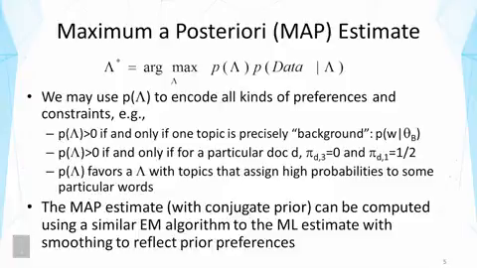We can also use the prior to favor a set of parameters with topics that assign high probabilities to some particular words. In this case, we're not going to say it's impossible, but we're going to just strongly favor certain kind of distributions. And you'll see example later. The MAP can be computed using a similar EM algorithm as we have used for the maximum likelihood estimate.